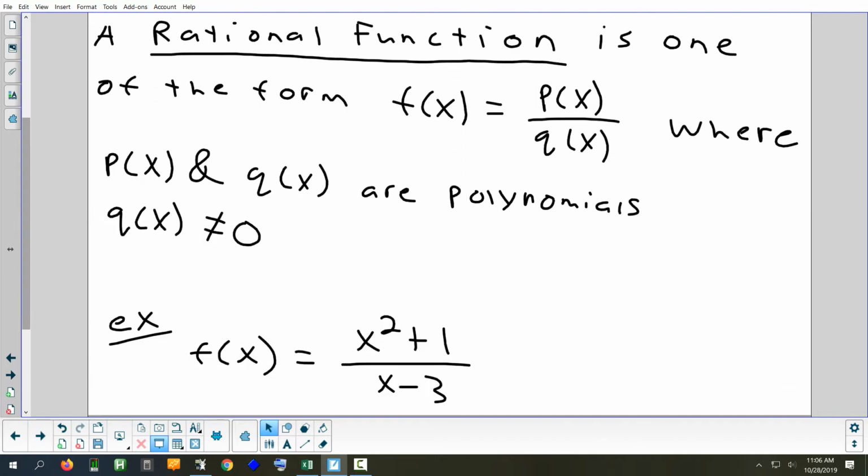Here's another example. f(x) equals x squared plus 1 in the top, x minus 3 in the bottom. Now, there isn't really much of a restriction on what polynomial you can put in the top. You can put anything in the top. You just, in the bottom, can't put 0, because if you put 0 in the bottom, you'd be dividing by 0. Can't do that. Okay, so there's an example of a rational function.